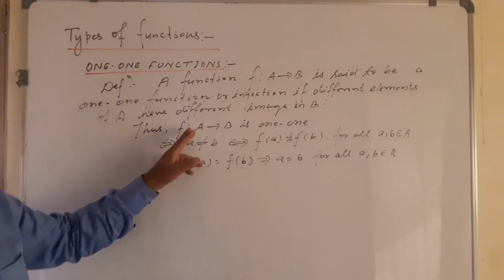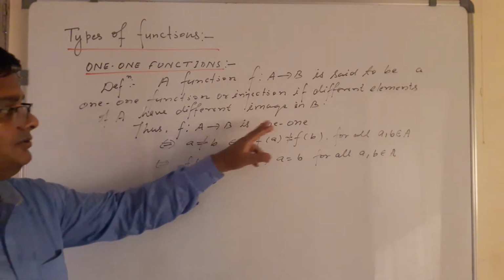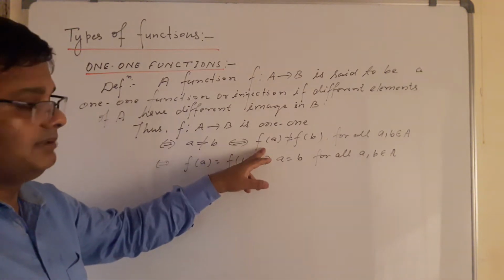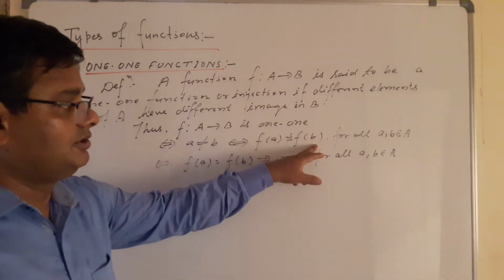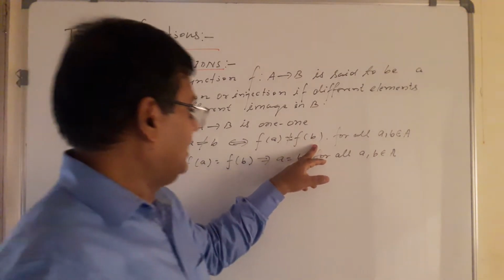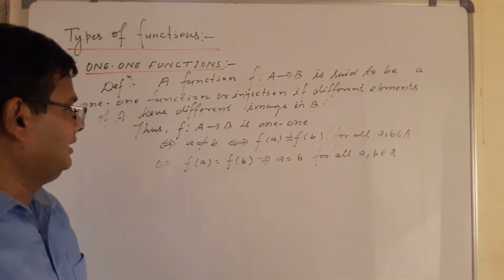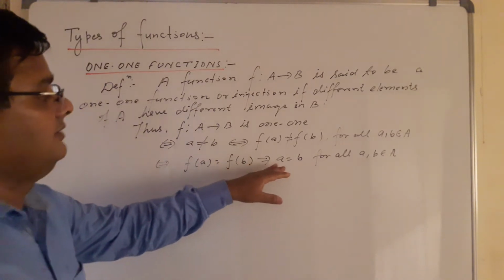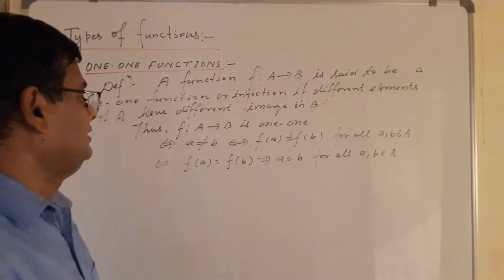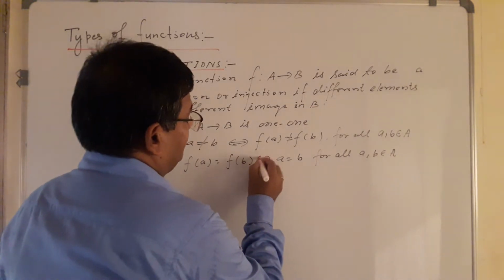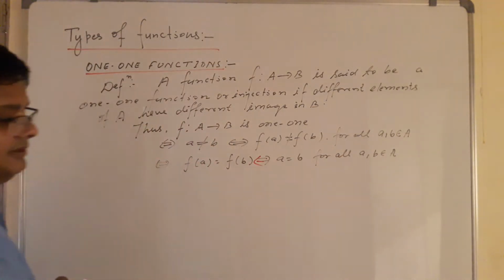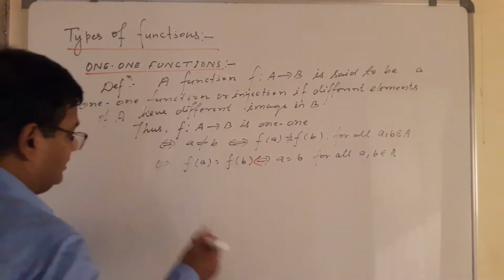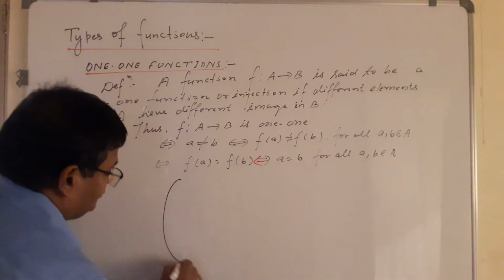That is, a function f from A to B is one-one if a is not equal to b implies f(a) is not equal to f(b) for all a, b belonging to A, or equivalently, f(a) equal to f(b) implies a equal to b. Then we can say that it is a one-one function. For example, you can learn through the diagram. See here the diagram.